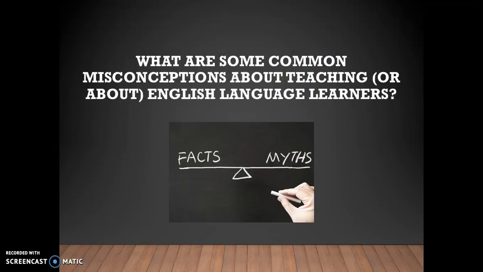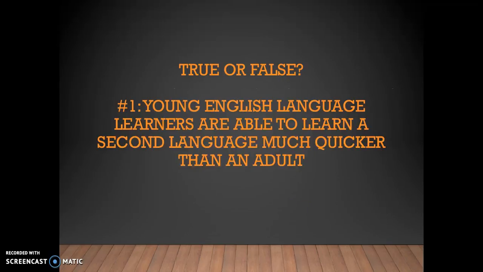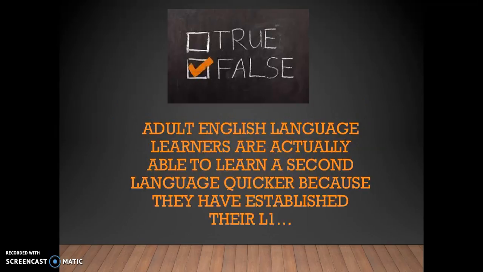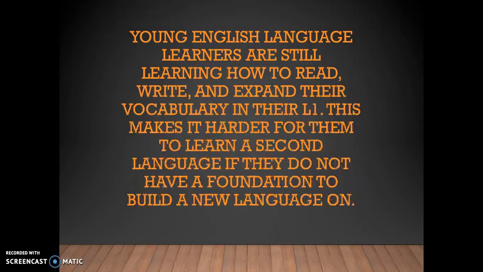So what are some common misconceptions about ELLs? The first misconception is that young ELLs are able to learn an L2 much quicker than an adult. That is false. Adult ELLs are actually able to learn an L2 quicker because they have an established L1. Young ELLs are still learning how to read, write, and expand their vocabulary in their L1.